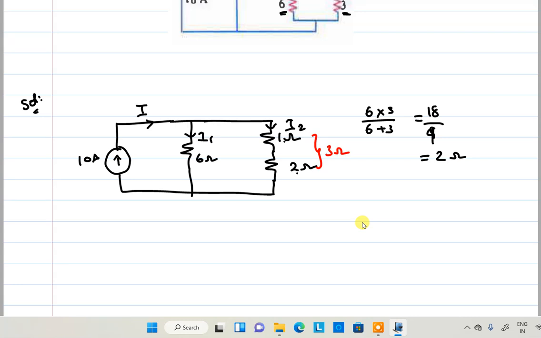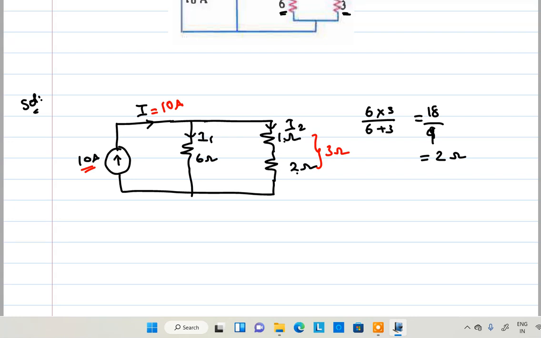Now I am applying the current division rule for this particular circuit. So what is the total current here? 10 amperes. Once again, the students are making a mistake here. If a current source is given, then only you can take 10 amperes directly. If a voltage source is given, for example V is equal to 10 volts, don't take 10 amperes directly.